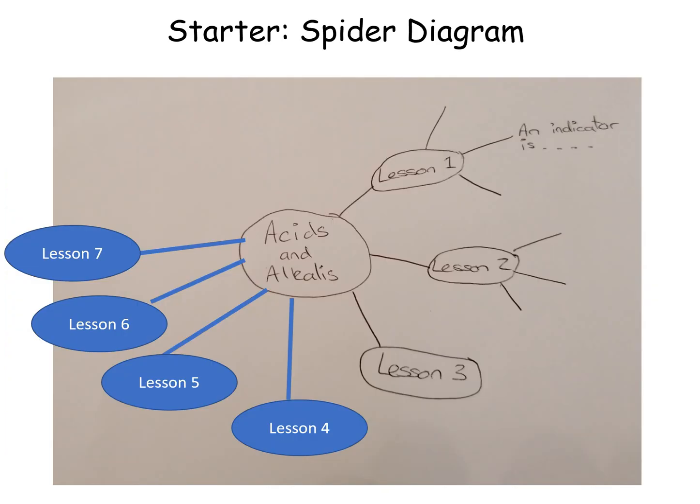Before we start, you need to get your spider diagrams out, add a branch, the heading Lesson 7 and circle it, and then add 3 bits of information that you remember from last lesson. As always, if you can't remember 3, you can look some up, but you add those in a different colour. Just pause the video while you do that now.